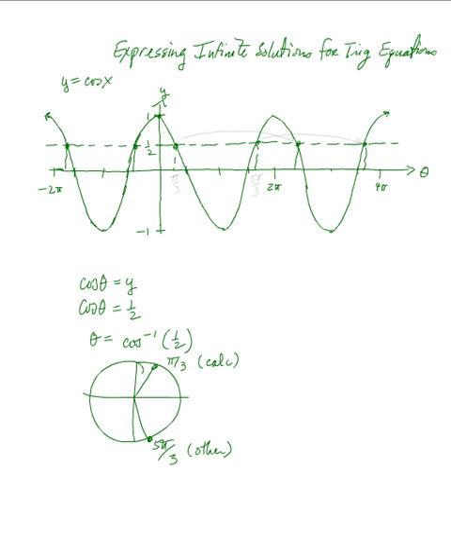So now how do I keep going through all these? So here's the pi over 3 solution. This is the 5 pi over 3 solution. And essentially what happens, let's focus on pi over 3.